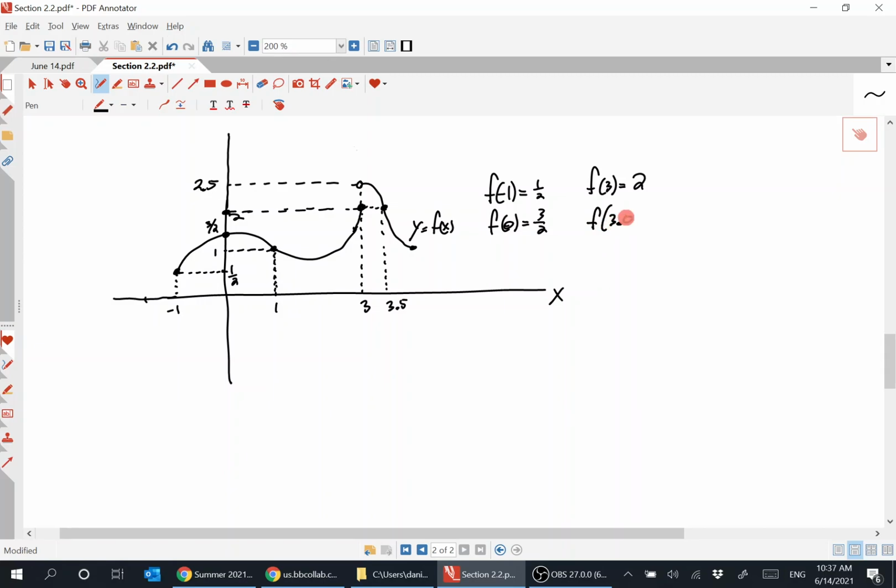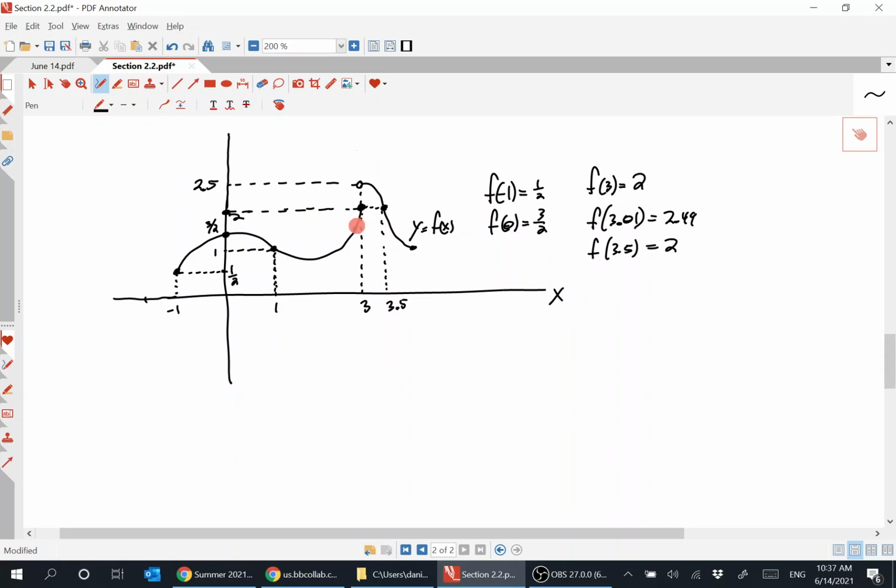F of, say, 3.01. So if you move slightly to the right of 3, then we hop up here. So that's going to be equal to like 2.49 or something like that. Right? F of 3 is 2. But f of 3.01, once we move slightly to the right, we hop up to there. So that value is close to 2.5. And f of 3.5, again, you go vertically to the function, and then horizontally to the y-axis, and that's equal to 2.